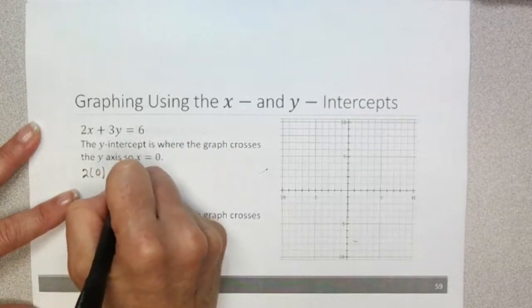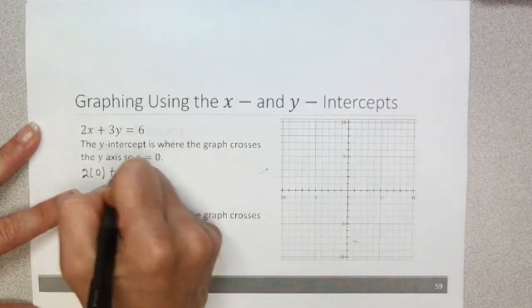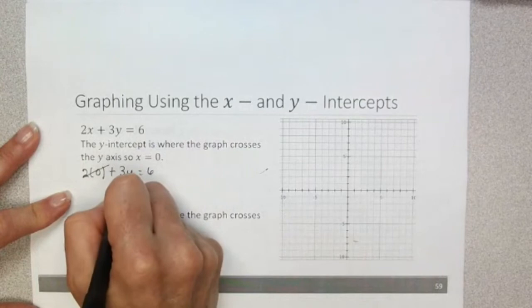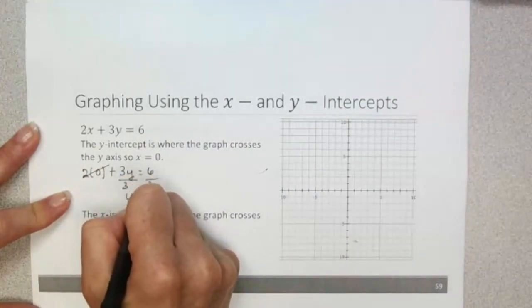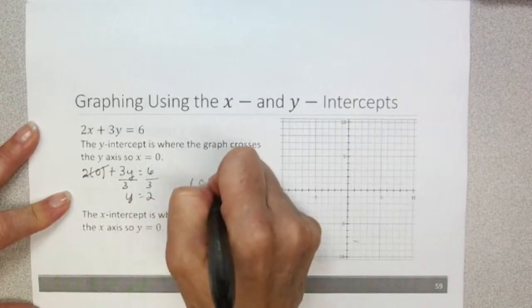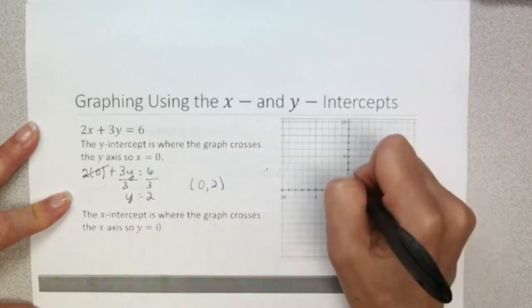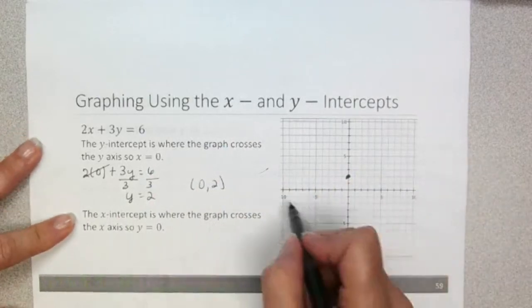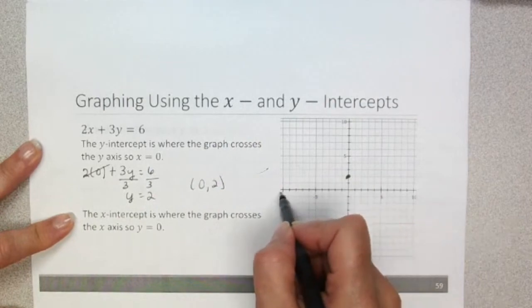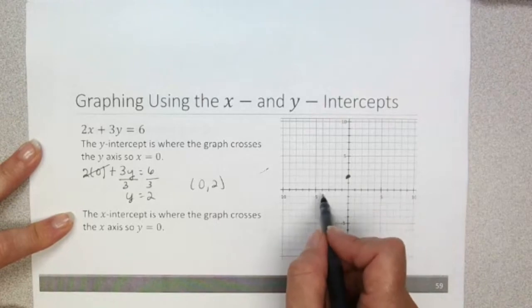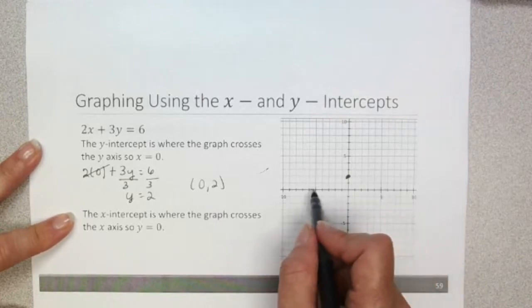So when x is 0, 2 times 0 plus 3 times whatever y is that goes with that on this line. And 2 times 0 is just 0, so 3y equals 6. Well, if I divide both sides by 3, I see that y equals 2. So the y-intercept is going to occur at the point 0, 2. Right there. There's our y-intercept. 0, 2. Okay, the x-intercept, all the points on the x-axis have a y-coordinate of 0, right? That point has no vertical displacement. So the y-coordinate is 0.